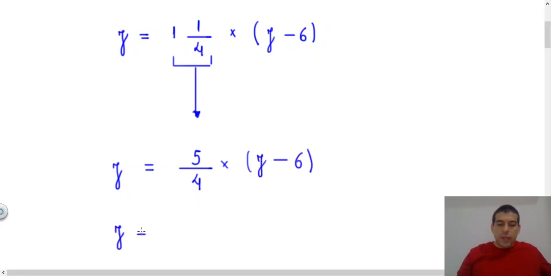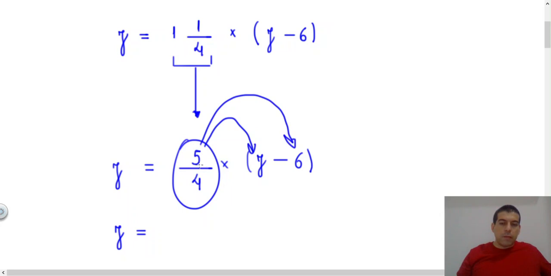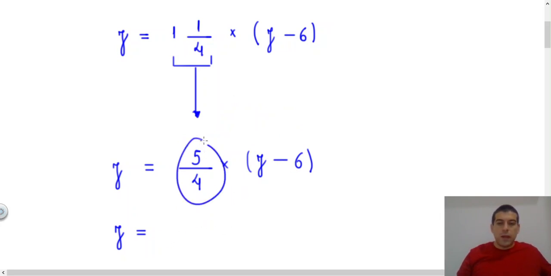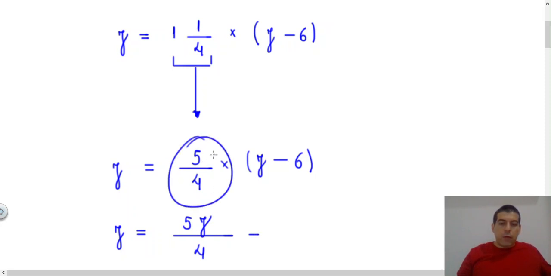So we have that J will be equal. We need now to distribute this fraction, multiplying 5/4 times J and 5/4 times 6, and we need to keep the minus sign, okay? So let's do that. 5/4 times J will be equal 5J/4 minus 5/4 times 6. I will multiply 6 times 5 in the numerator, that will be 30 divided by 4.